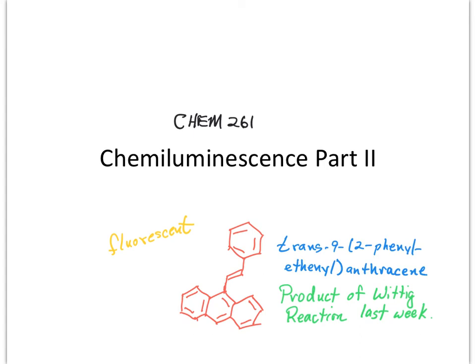Right, so we made it and we tested it. We shined UV light on it, as a photon. And then we got off a photon of lower energy blue light that we could see in the visible range, right? So we had made this product and tested it using a Wittig reaction. And so we kept it for this coming week for the lab.